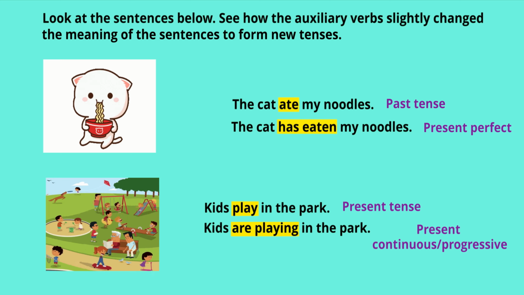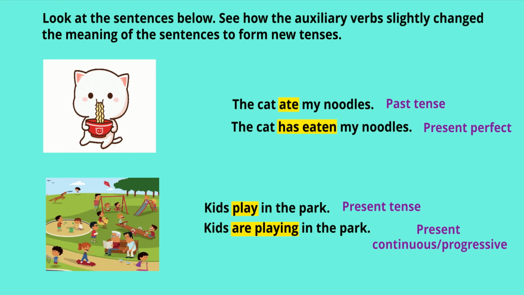Now let's change that with an auxiliary verb. The cat has eaten my noodles. This is present perfect tense. We are going to talk about this in the next video. But let's see what it is. Has eaten. Has is the auxiliary or the helping verb and eaten is the main verb. So what is present perfect? That means we are talking about something that happened in the past, but we are thinking about what it means now. Right? The cat already ate the noodles, but we are thinking about it right now.